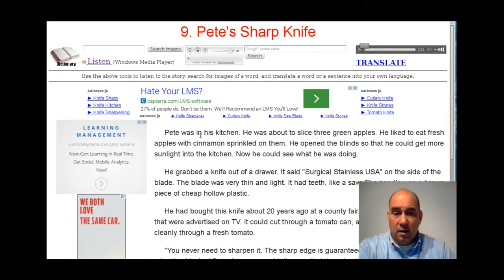Pete was in his kitchen. He was about to slice 3 green apples.